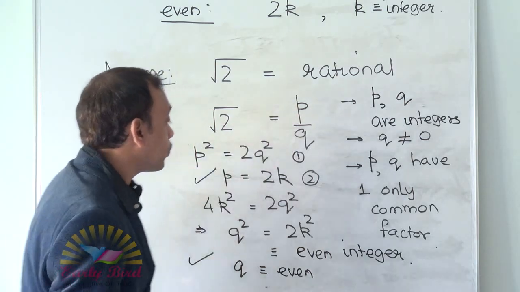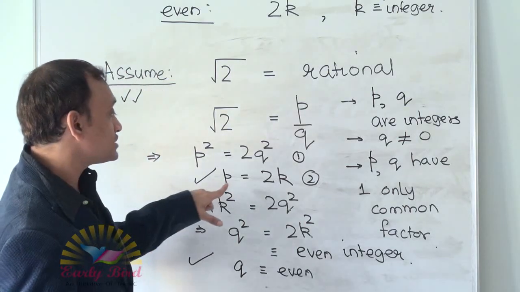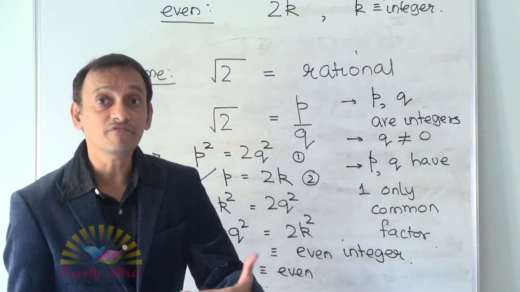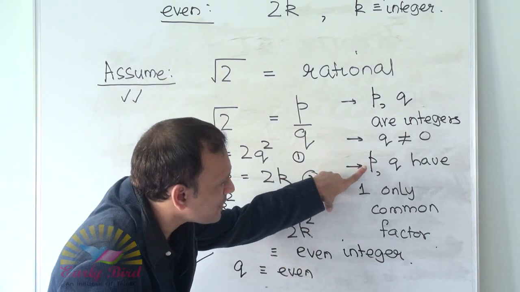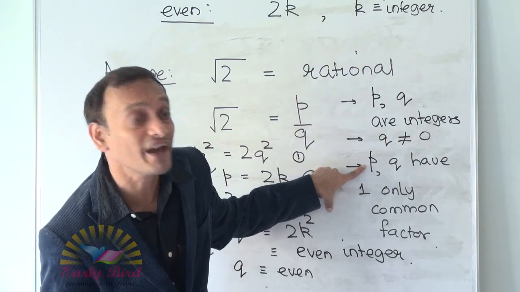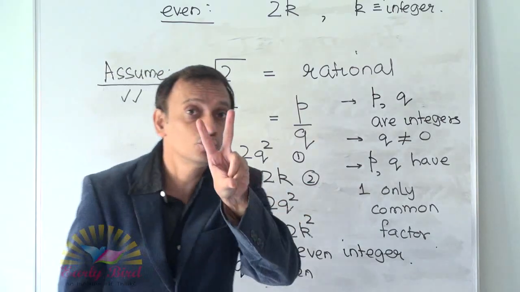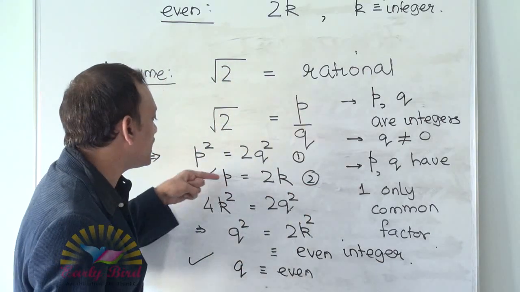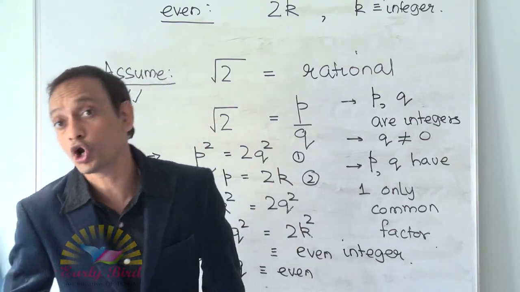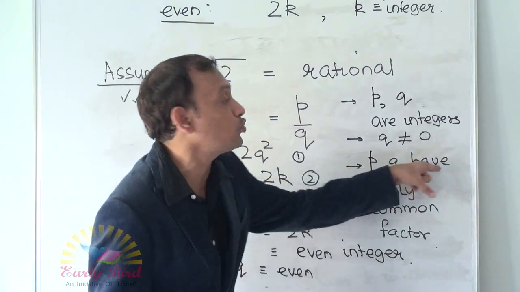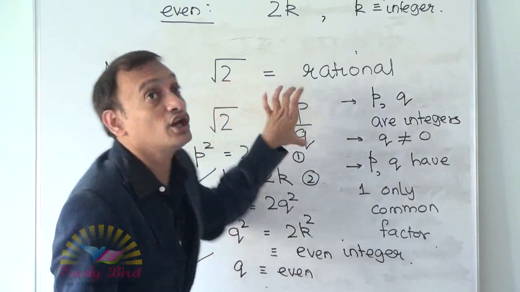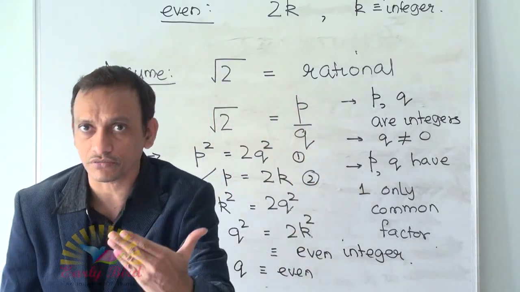But what did we end up getting? We end up getting p an even integer, q an even integer. And therefore, it contradicts the premise that p and q have only 1 as the common factor. In fact, p and q now have 2 as a common factor, because both are even. And therefore, p and q are no longer co-prime, no longer relatively prime. That means root 2 cannot be expressed. It leads to a contradiction.